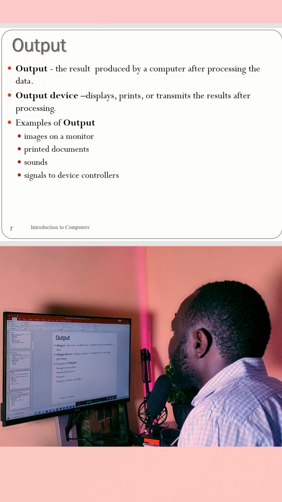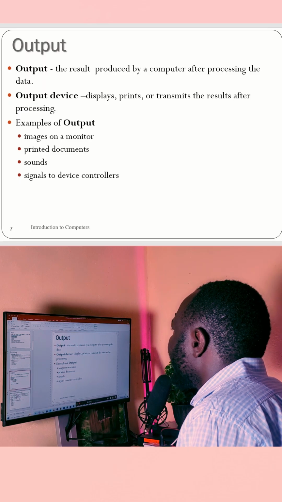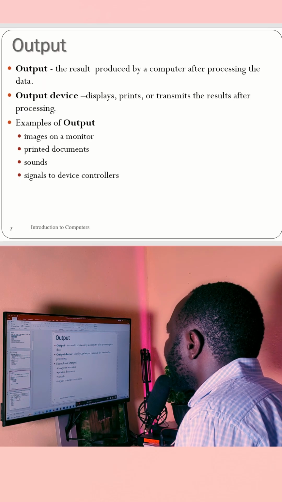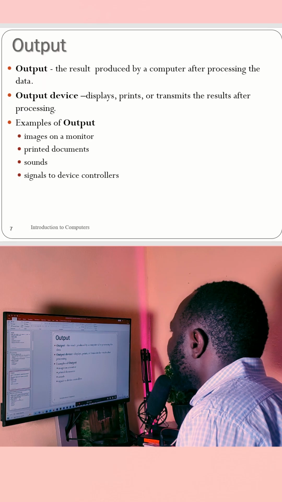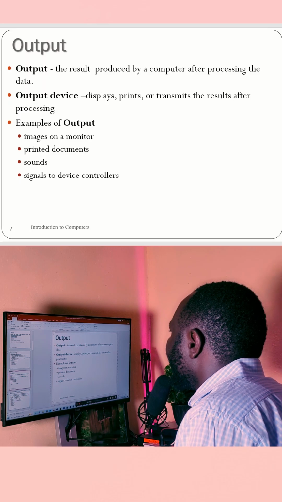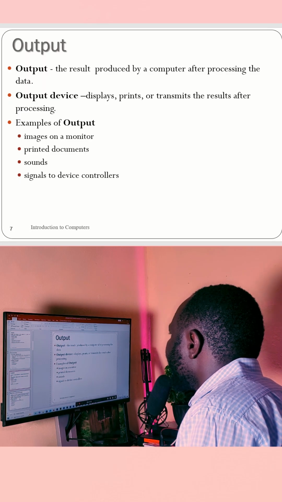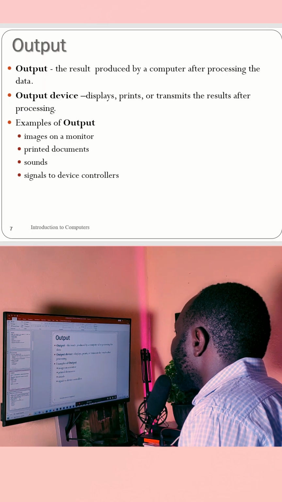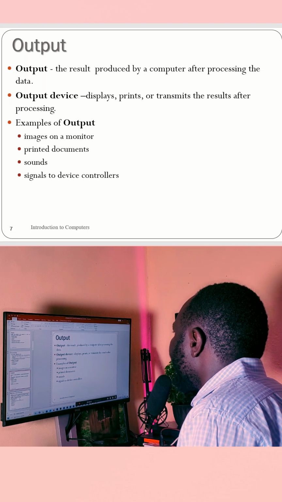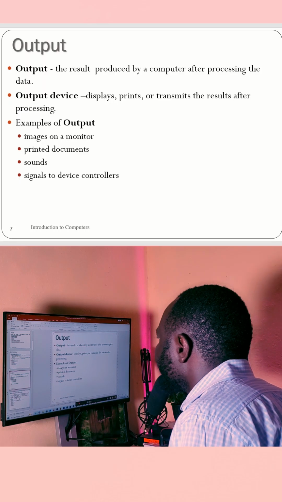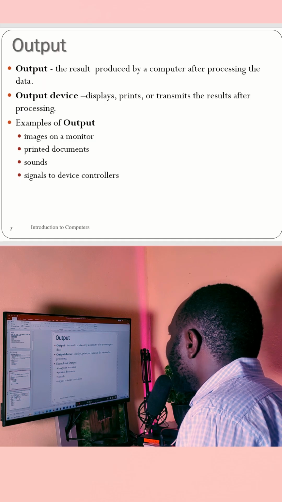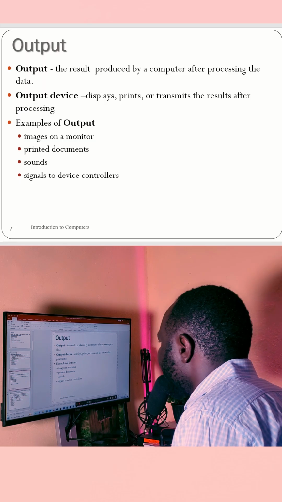Then we also have what you will call output. The result produced by the computer after processing the data is known as output. Then we also have output devices. The display units such as the monitors. We have prints whereby it can be printed on paper by a printer. Then we have transmitting the results after processing. The output devices display or print or even transmit the results after processing.